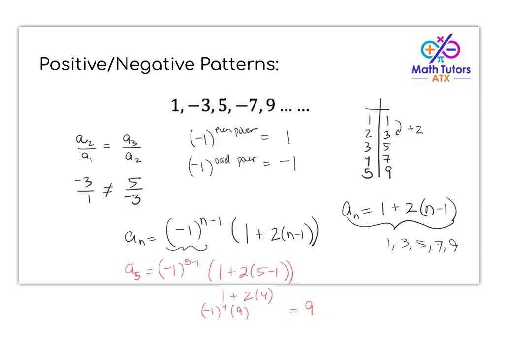Okay, now let's try one of the other numbers. Let's try the 4th one, see if we get negative 7. So let's try a sub 4. Negative 1 to the 4 minus 1, and then 1 plus 2 times 4 minus 1 inside. Now negative 1 to the 3rd is going to be a negative 1, whereas over here I have 1 plus 2 times 3, which is 6, and that gives me 7. And that indeed does give us that negative 7.